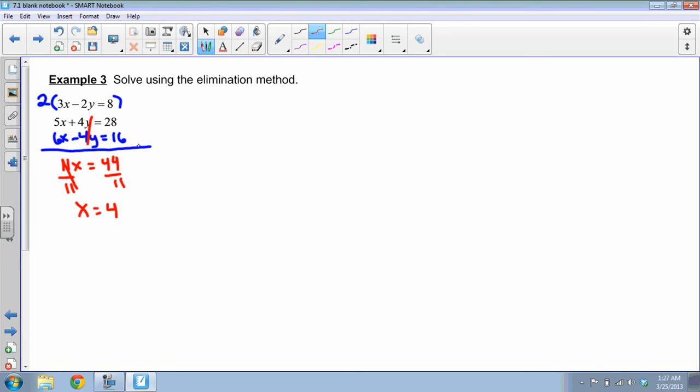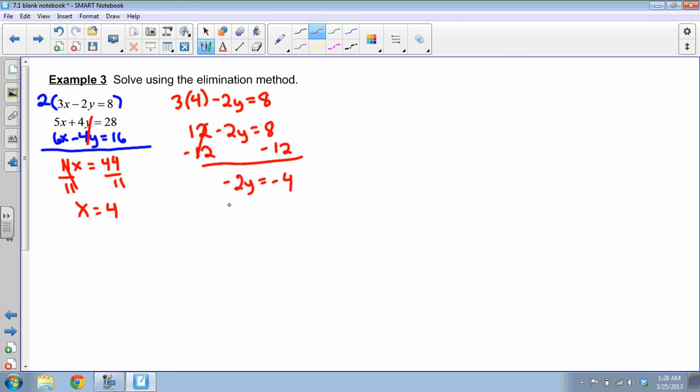Now I want to go back and in one of these two equations plug in this 4. I can plug this into any equation, so it doesn't matter which one you pick. Sometimes there's an easier one to plug into, but in this case they're all pretty much the same. So I'm just going to plug into the first one. So 3 times 4 is 12, minus 2y equals 8. Subtract the 12. This is a simple two-step equation. Minus 2y equals -4. Divide by -2. Y equals +2. So then we'd write this as a point, 4, 2.